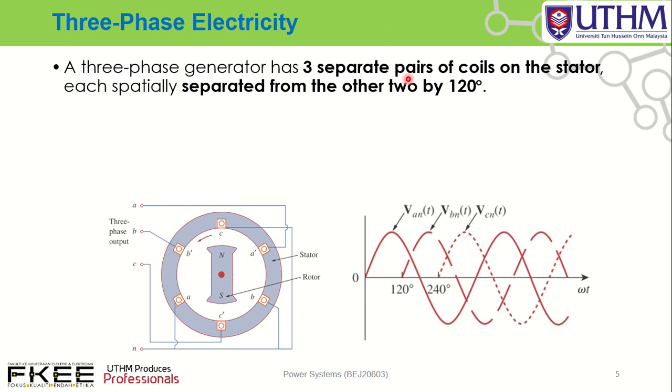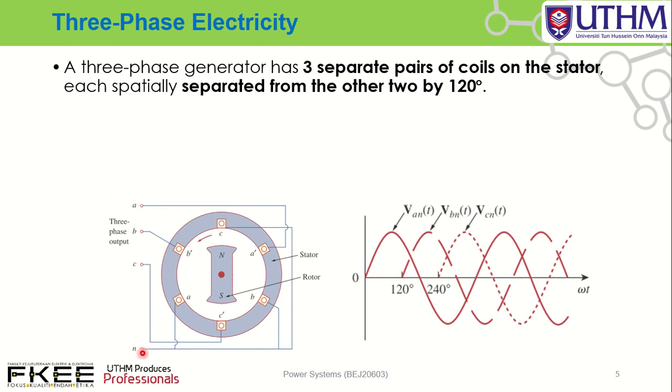We have three pairs of coils on the stator, which are separated by 120 degrees. Each coil is separated by 120 degrees. For example, this is coil A, this is coil B. So the angle of separation actually is 120 degrees.